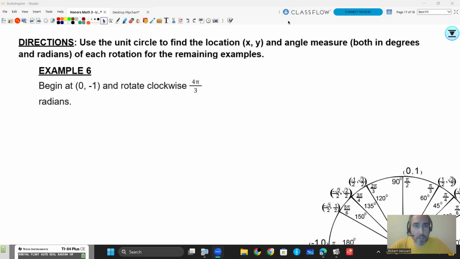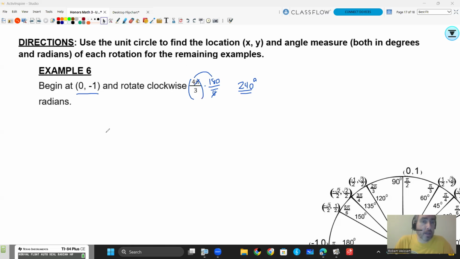In this example, this is going to start at 0, -1. It's going to rotate, but it's going to rotate along a radian. So when you're doing that, my advice for these is to convert to a degree. So I would just multiply by 180 over pi. 4 times 180 is going to be 720 divided by 3. I think that's 240 degrees. You can double check my math on that.